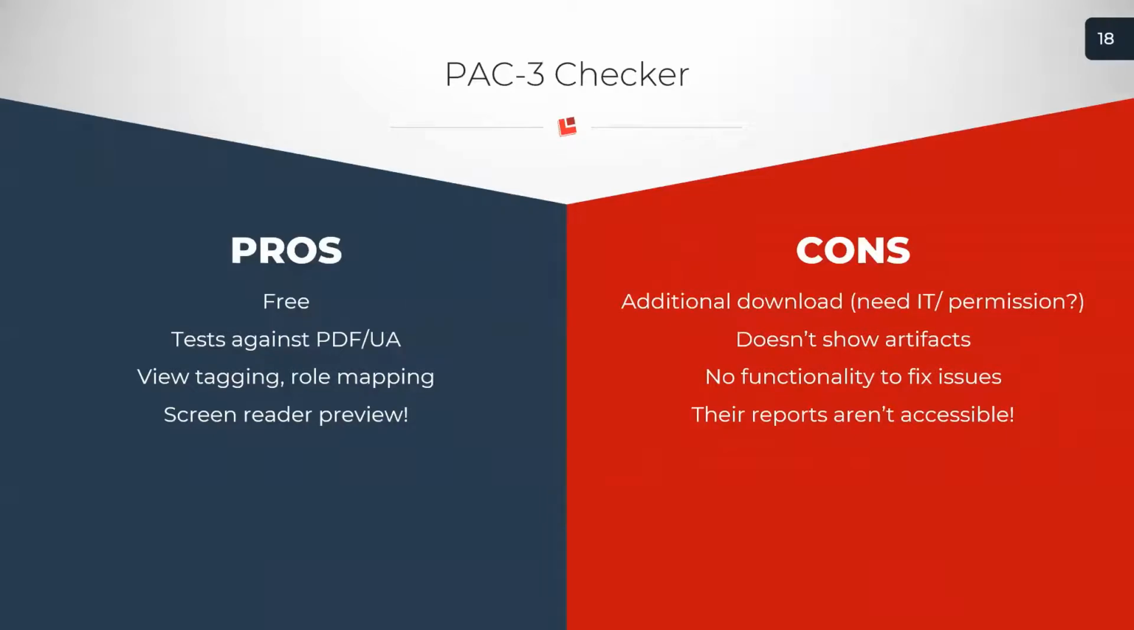The second checker that's out there, and it's a free tool, is the PAC3 checker. So the good thing about it is it's inexpensive. It is a free download. You can download this, and a lot of organizations will use this tool. It tests against PDF/UA, and PDF/UA is the ISO standard that's been created for basically setting the blueprint for accessible PDF. The WCAG standards that the W3C put out weren't written for PDFs specifically.